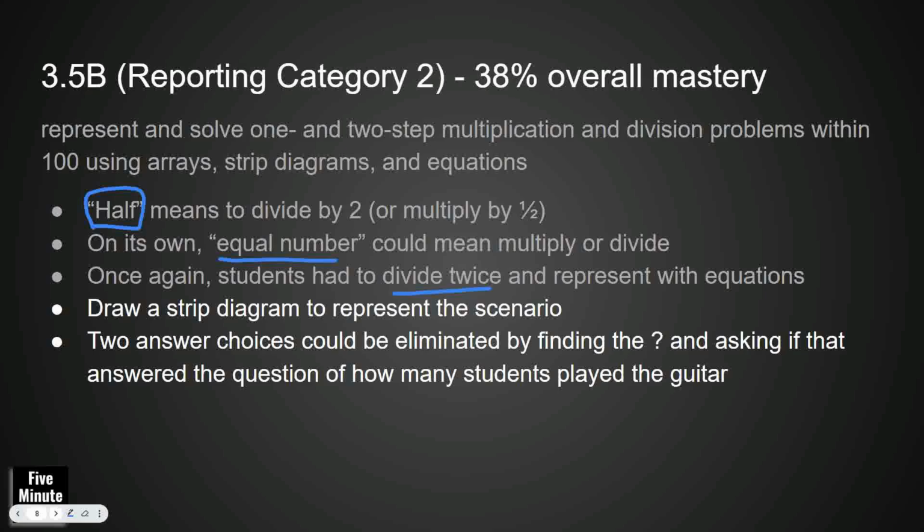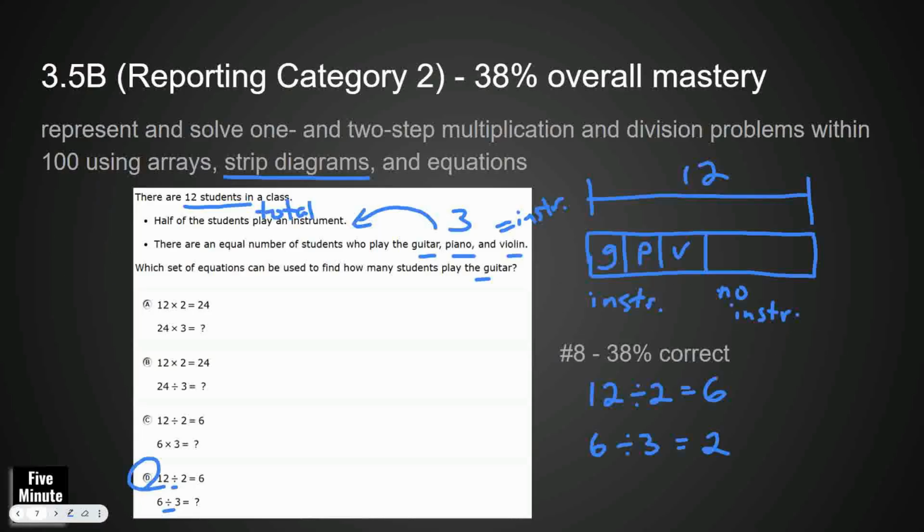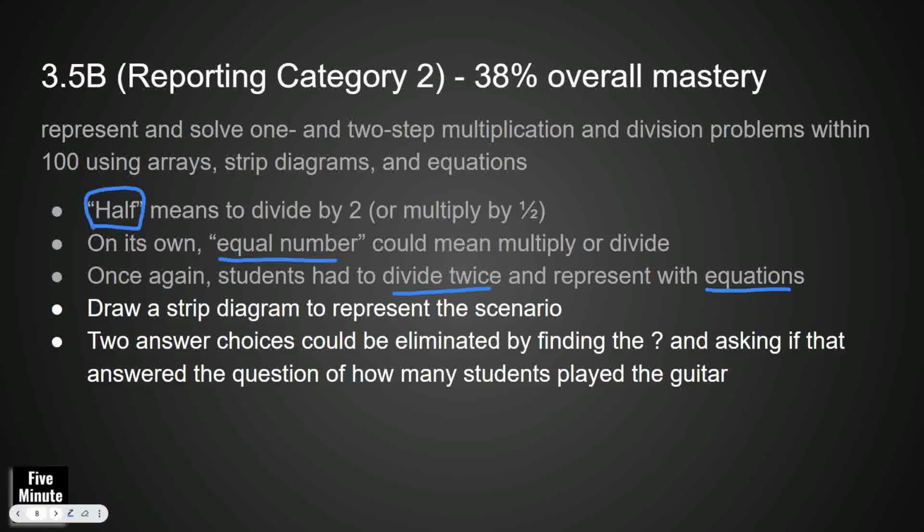We had to divide twice and then represent with equations, which made it a little bit more difficult, especially if they're used to drawing a strip diagram on everything. I used a strip diagram to organize my thinking, but I then had to transfer it into an equation. So we need to make sure our students are doing both. Once again, I suggest instructional implications. Always start with a strip diagram, which helps represent the scenario.